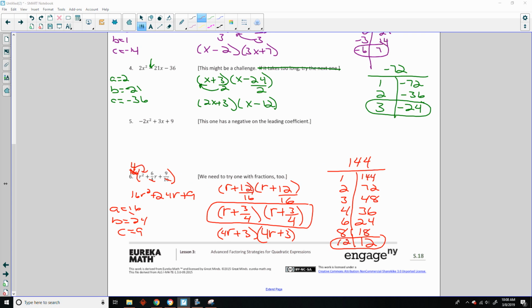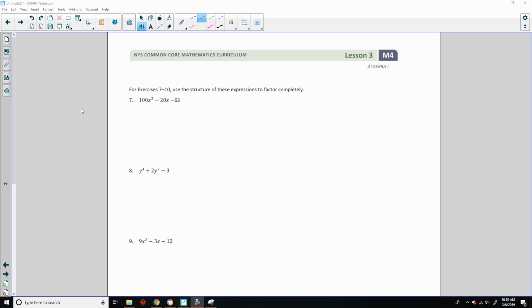Okay, so continuing, always look for a GCF first. 100 factors are 10 times 10, 100 times 1, 25 times 2, and so on. 20 are factors of 2 times 10, 4 times 5. But 63 is 9 times 7, and no factors of 5, no factors of 2 because it's odd, and so on. So there are no greatest common factors here. So if I continue with my beats method, this is going to be a pretty big number. A is going to equal 100, B is going to equal -20, and C is going to equal -63.